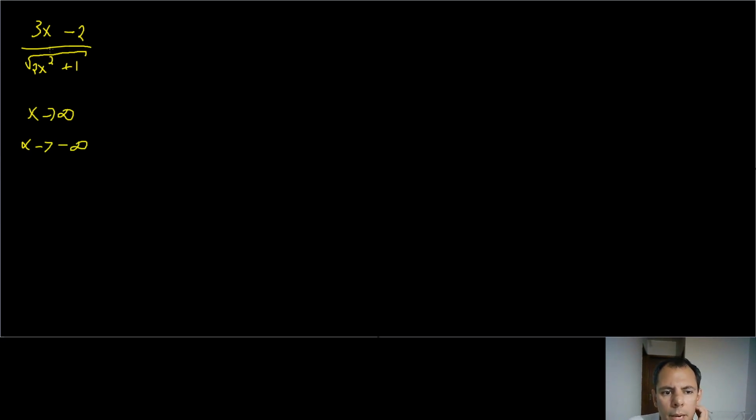So it's 3x minus 2 divided by the square root of 2x squared plus 1 as x approaches infinity and as x approaches minus infinity. Now, you can see that there is going to be an existing limit here that's not going to be 0, because the largest power in the numerator is 1, and the largest power in the denominator is the square root of x squared. So it's actually x, okay? So you have x at the top and you have x at the bottom.